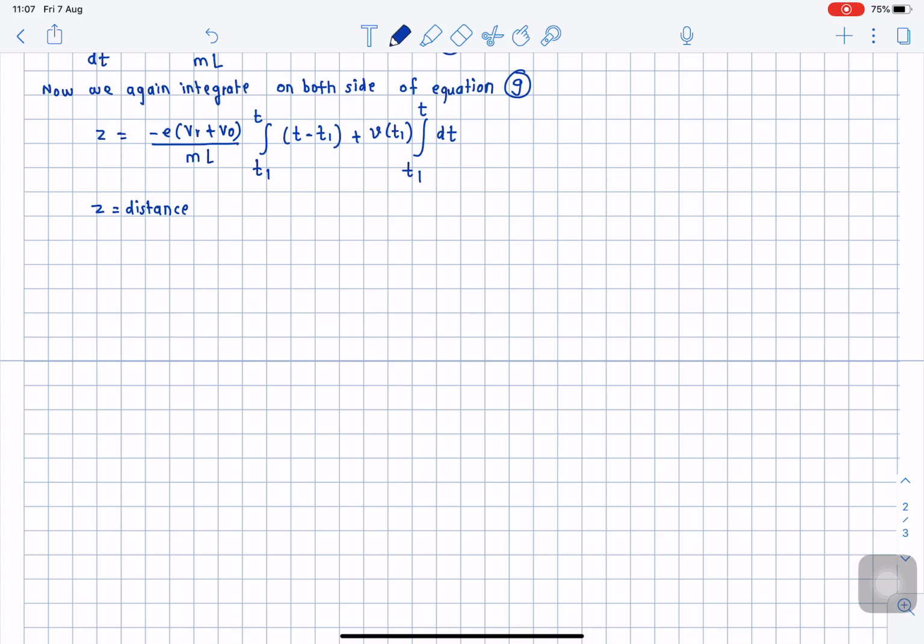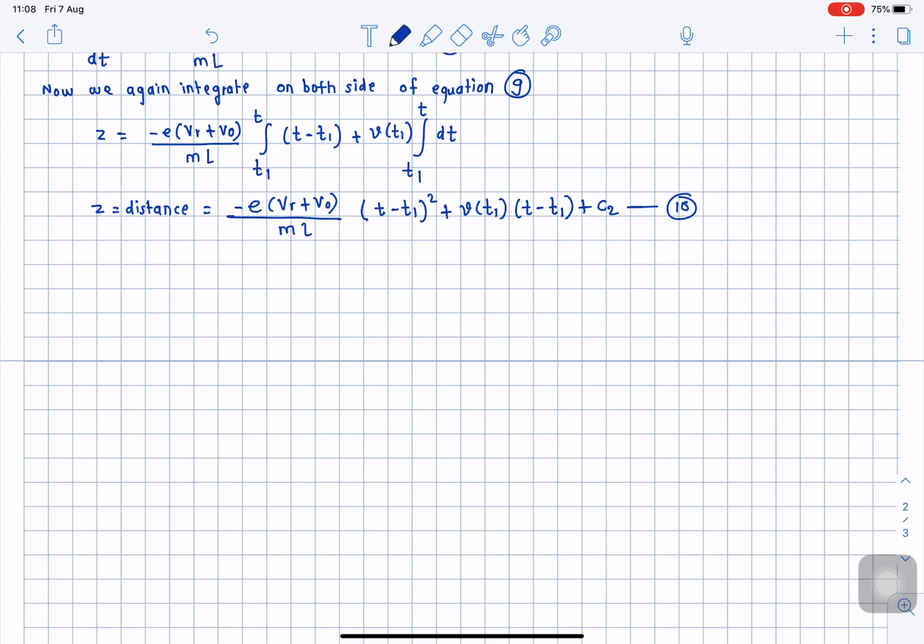is a distance. How this can be written then? Minus e into bracket vr plus v0 divided by ml. Okay, so when you simplify this, the term you will get t minus t1 whole square plus v of t1, velocity of electrons at time t1, into t minus t1 plus constant of integration c2. Let us call this equation number 10.